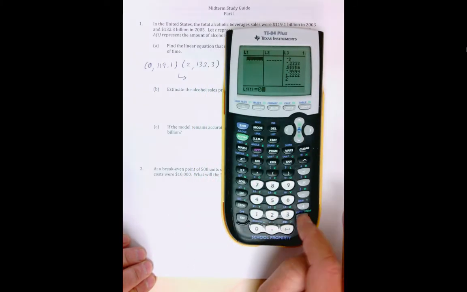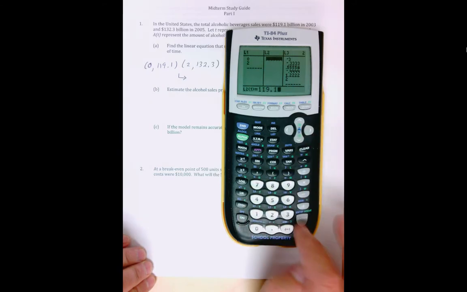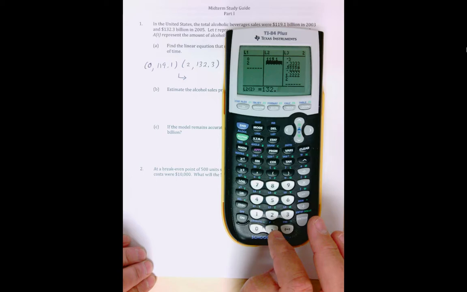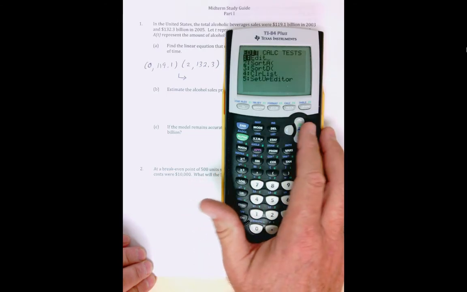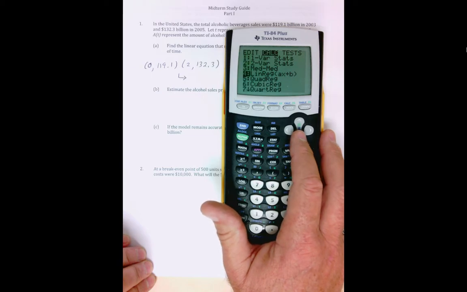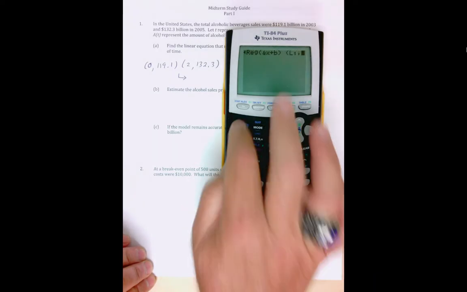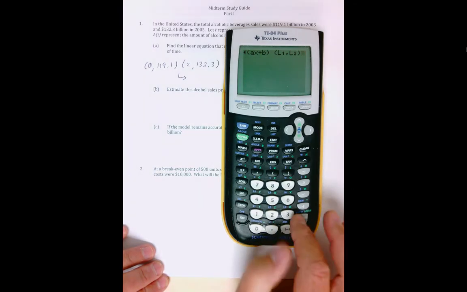So guys, I need 0 and 2, and to correspond with 0 and 2, I need 119.1 and 132.3. Once I get that, just go second function quit and go to stat, go over to calc, come down to linear regression, and just go left parenthesis L1, comma, L2. Now, guys, if you have a different operating system, we should know how to do this by now because I put up a lot of videos. But anyway, in X list you'd put L1, Y list you'd put L2, and pretty much do the same thing.